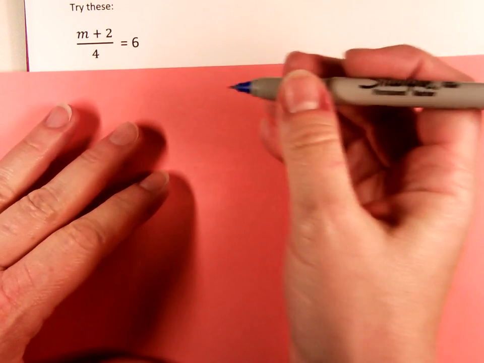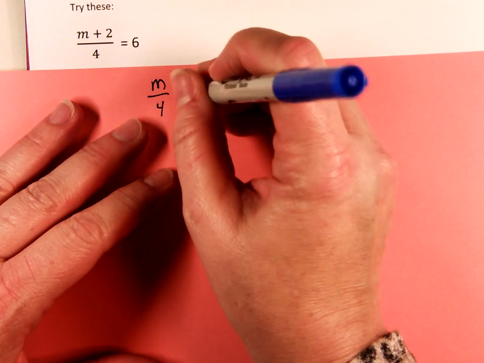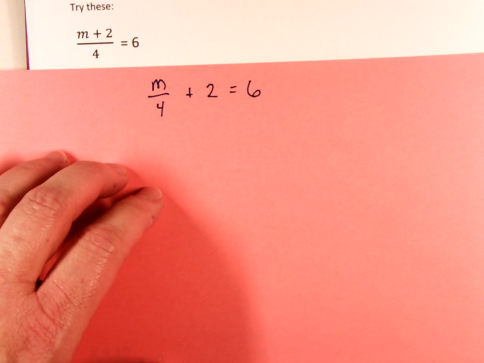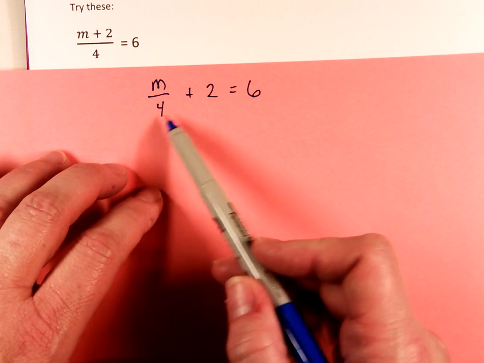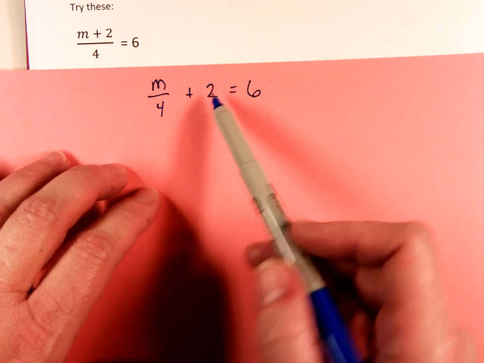M plus 2 over 4. I do want you to realize that this is not the same thing as what we did on the first page. I am not showing you this problem. Can you recognize the difference here? On page 1, this is what I was showing you. M divided by 4 plus 2 equals 6. And we said, hey, let's work with our 2 first. Look how they're different, though.